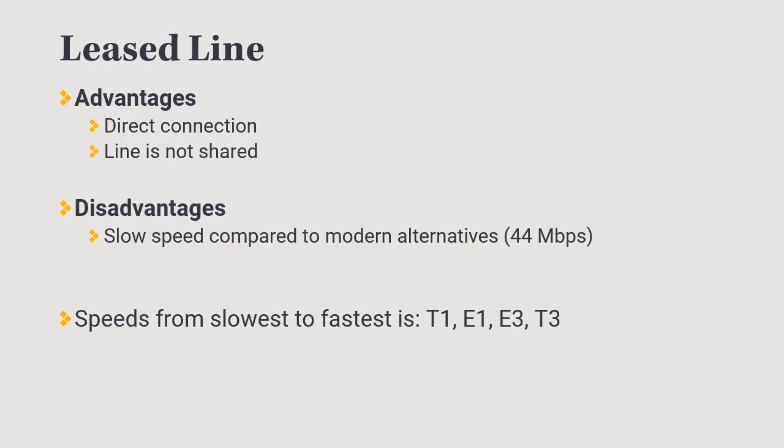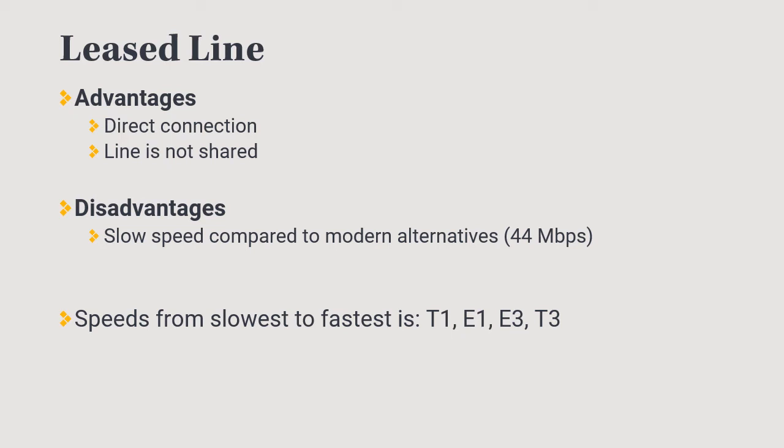With the leased line, we'll just take a look at the disadvantages first. So the slow speed, we've got around 44 megabits per second for that T3 line. So it's not as fast as a DSL or a cable modem. But the advantage is that this is a direct connection, and the line is leased, so it's not shared.